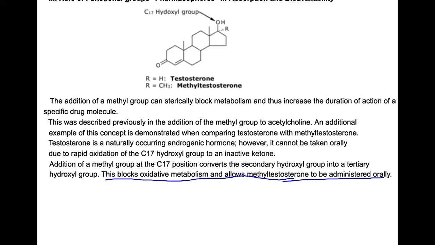Okay, why? Because that additional methyl group at the carbon 17 position converts the secondary hydroxyl group into a tertiary hydroxyl group. This hydroxyl group was secondary in testosterone. When we add CH3 here, that makes this hydroxyl group tertiary. And the tertiary alcohol cannot be oxidized, so we block the oxidative metabolism, and this allows methyltestosterone to be administered orally.